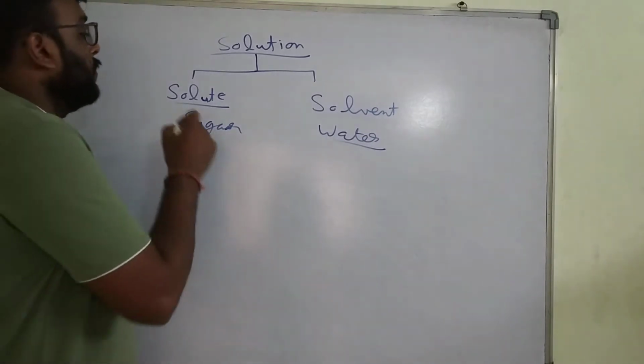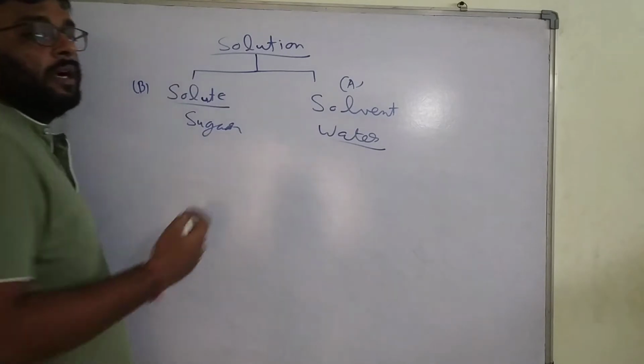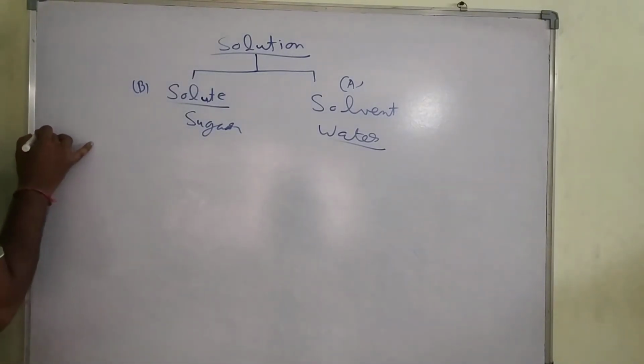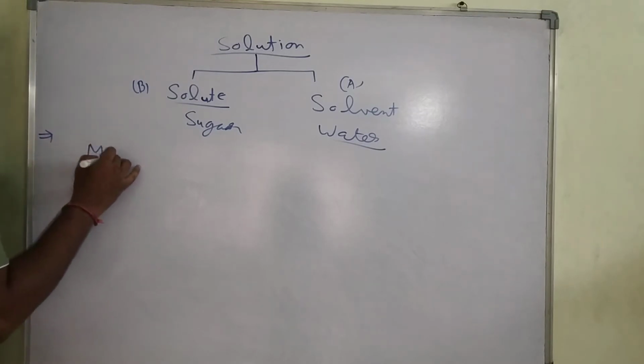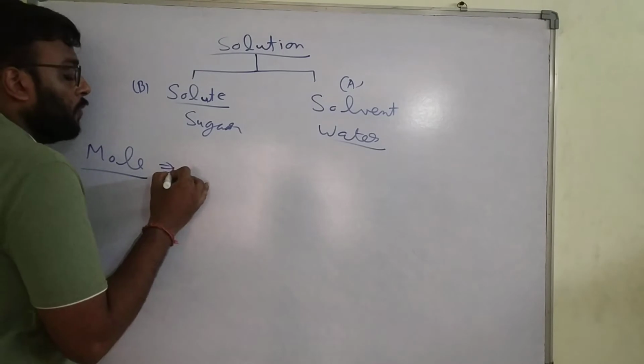In this chapter, solute we are considering as B, and solvent we are considering as A, regarding the calculation, as you know. Okay. After that, the one basic thing, moles. As you know, what is a mole? What is the formula of mole?